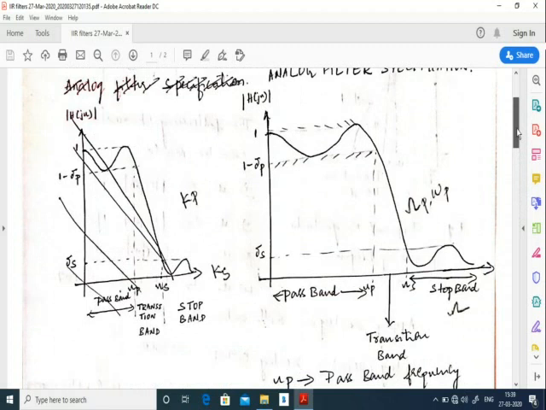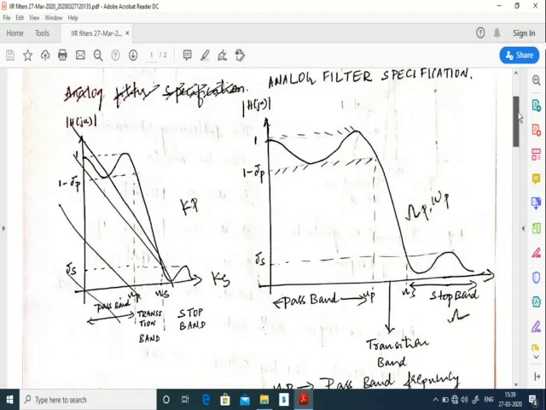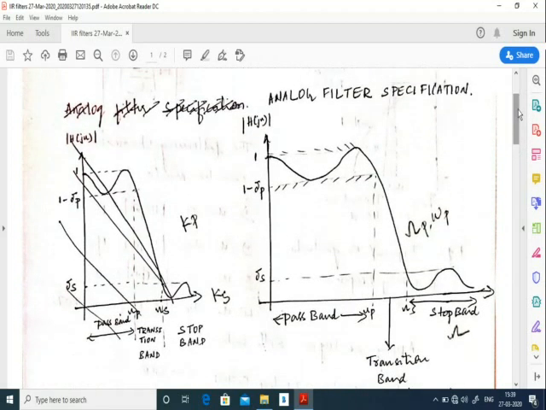So in general, analog filter specification is given by this particular magnitude frequency response. We can study the various specifications from this general analog magnitude frequency response. In this module, what we're going to do is design filters.